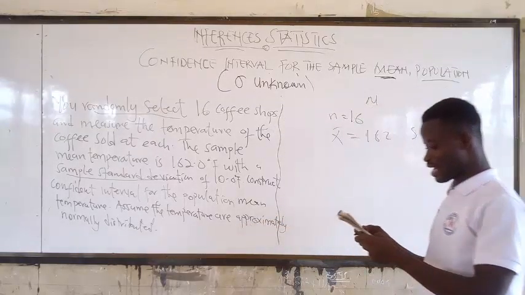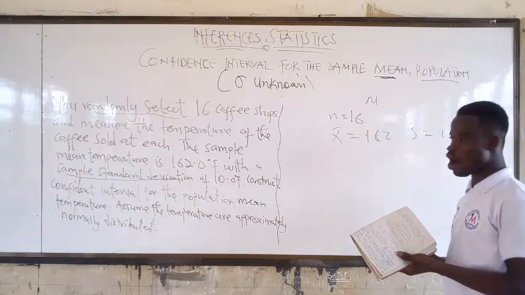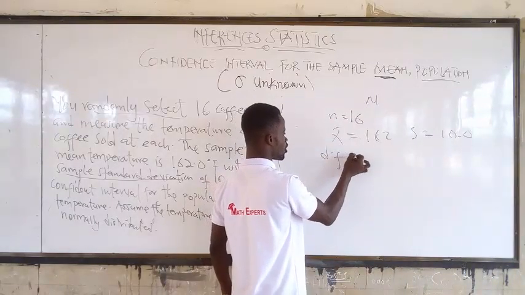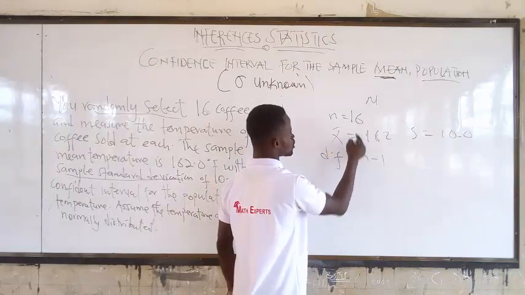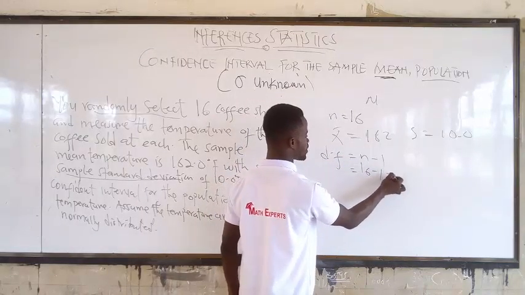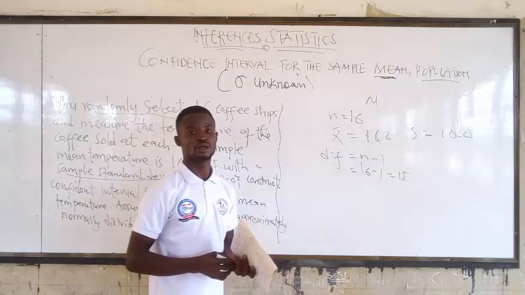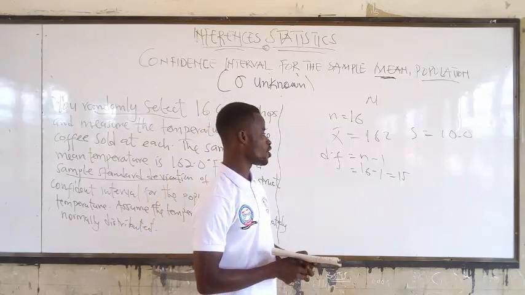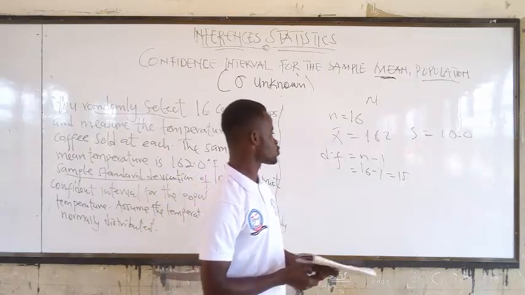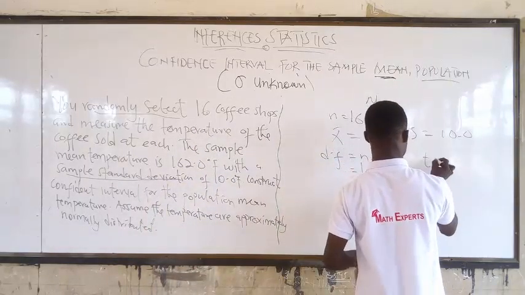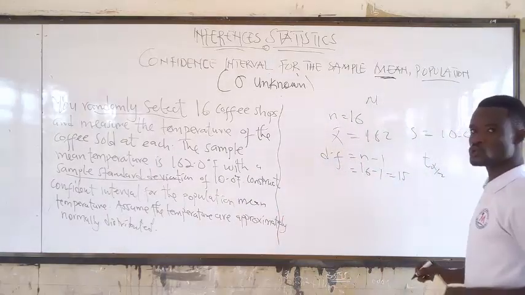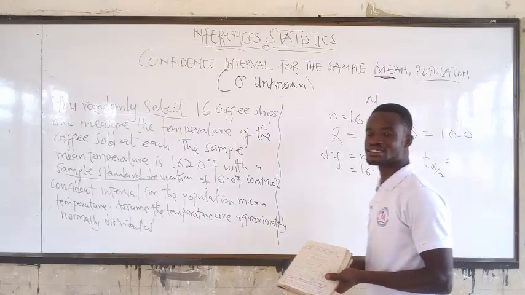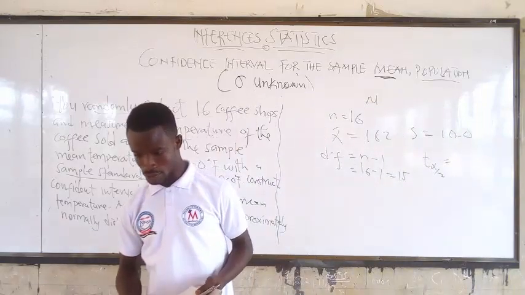Okay, what again are we left? We have to go for degree of freedom. Degree of freedom, n minus 1. So that will be 16 minus 1, which is 15. Beautiful. And the next thing to go is to go for T alpha over 2. Right? We need to identify our T distribution.